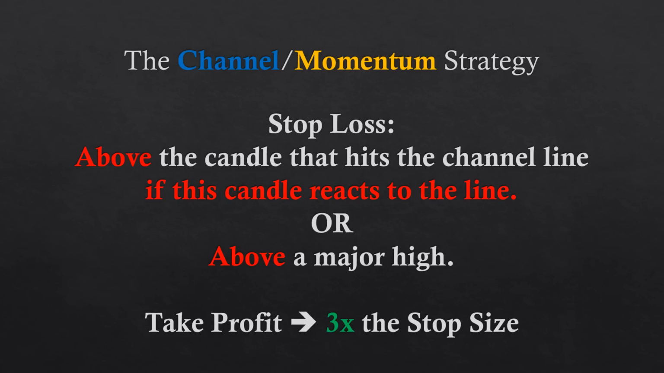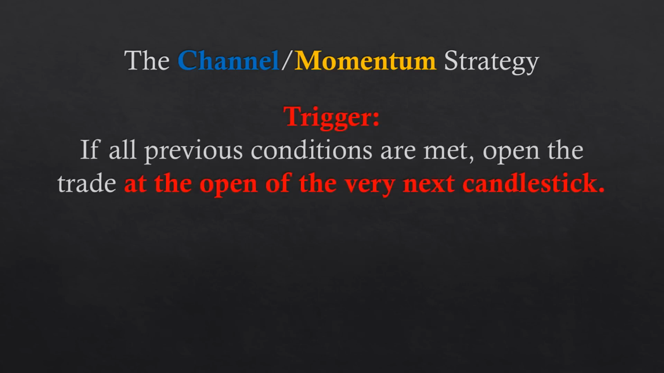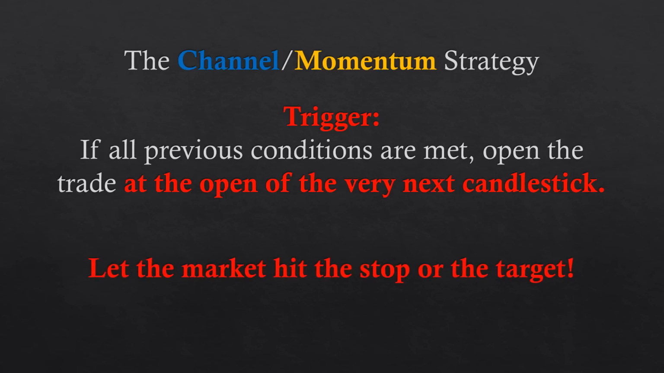The stop can also be placed above a previous major high. The target is based on the stop loss size, and it must always be 3 times as large as the stop. If all these conditions are met, you can trigger a short position at the open of the next candlestick. You are not supposed to move the stop and target orders when the trade is opened. You either let the market hit the stop or hit the target, otherwise the strategy will not work.